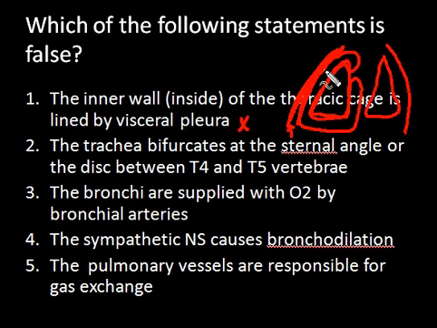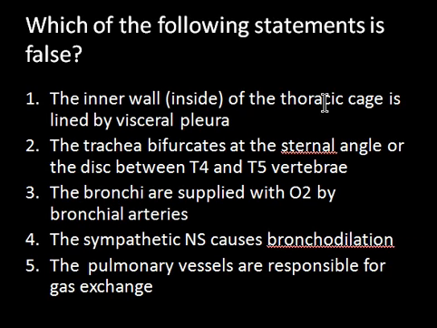The inside of the thoracic cage is lined by parietal pleura. Visceral pleura lines the outside of the lung. It's intimately attached to the lung. You cannot separate it. So therefore, this statement that the inner wall or the inside of the thoracic cage is lined by visceral pleura is incorrect. So therefore, this one is the right answer for this question.